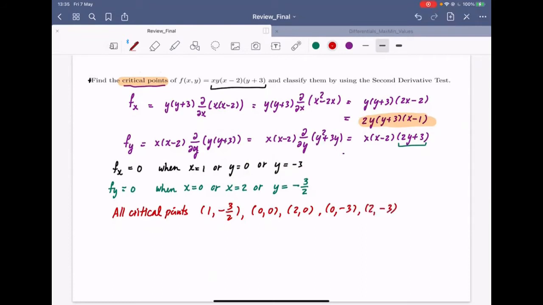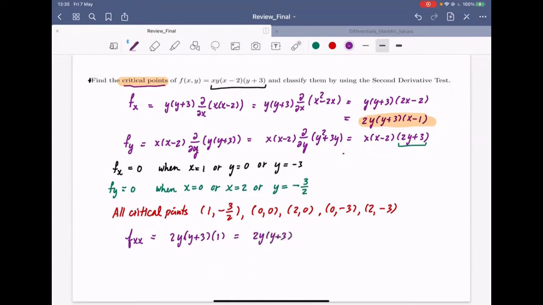Once you get all critical points, you can make a table like I did before, and then you can figure out what your conclusion is going to be. By this, I mean you can differentiate one more time. So if I differentiate one more time, I can start from that function that I circled. So 2y times y plus 3, and then times 1, right? Just 2y times y plus 3.